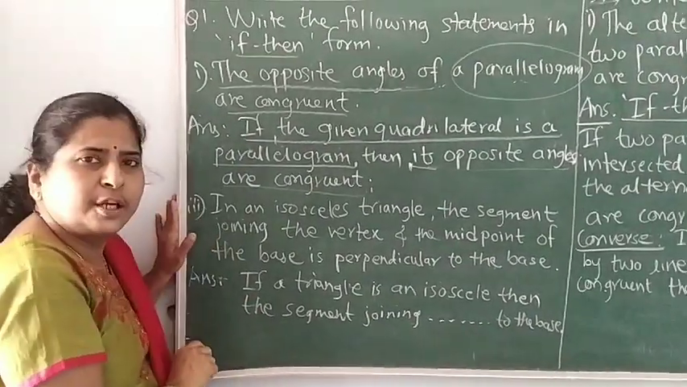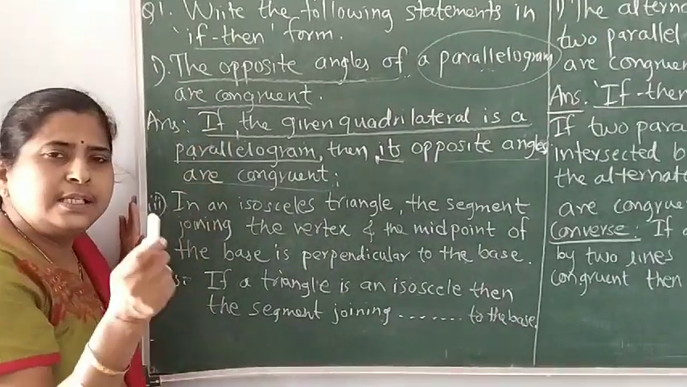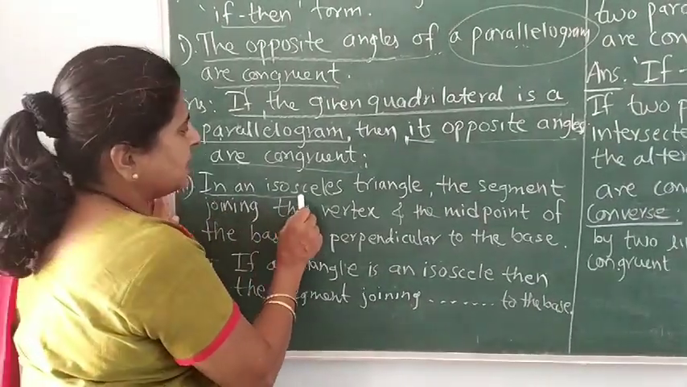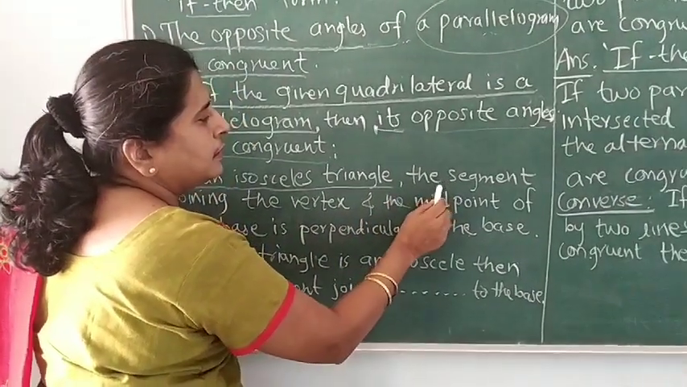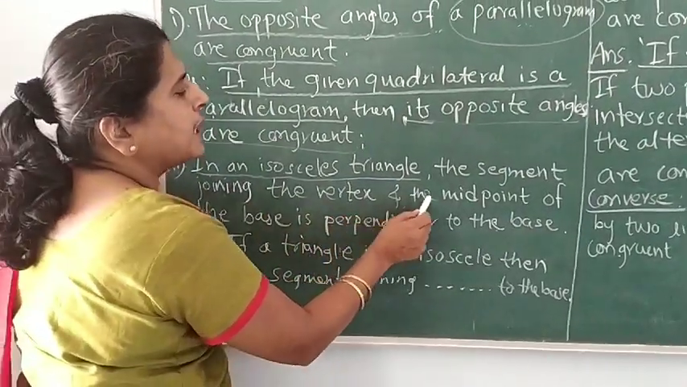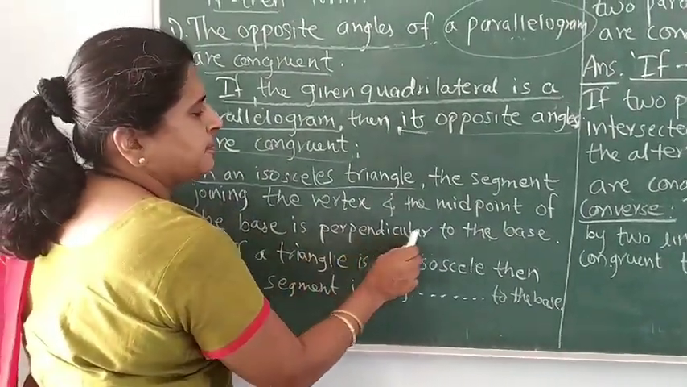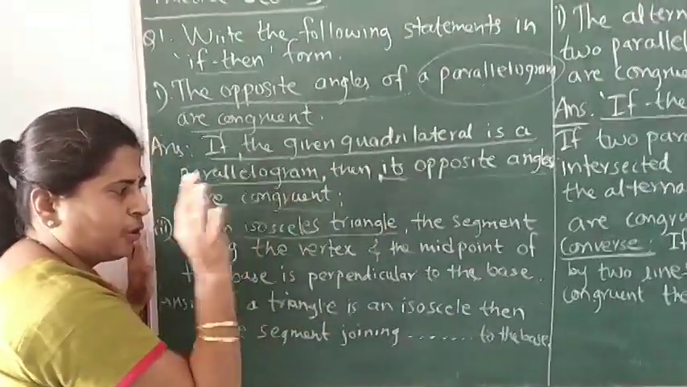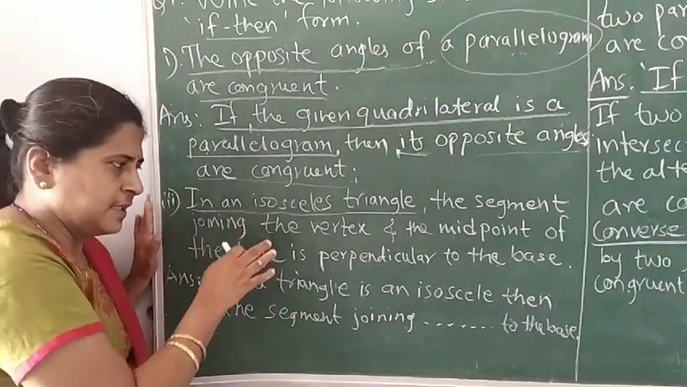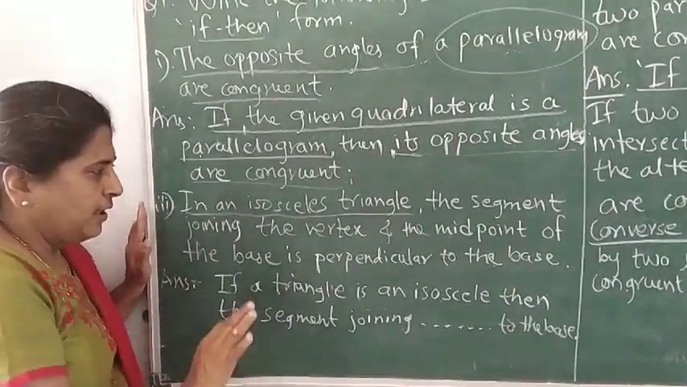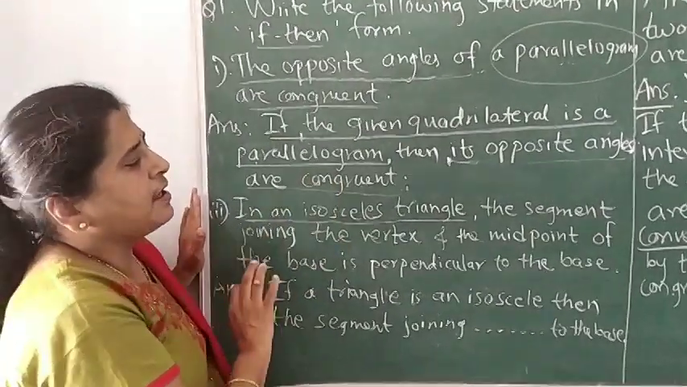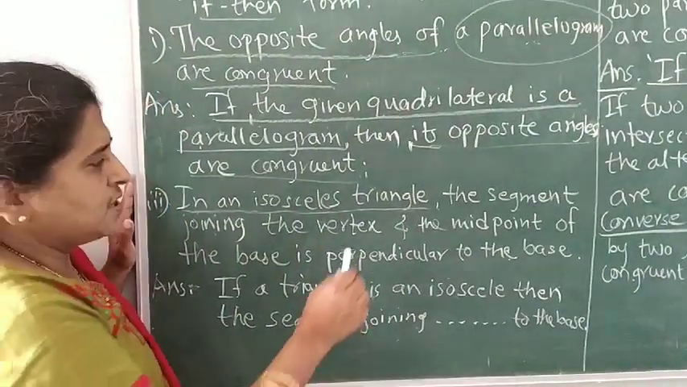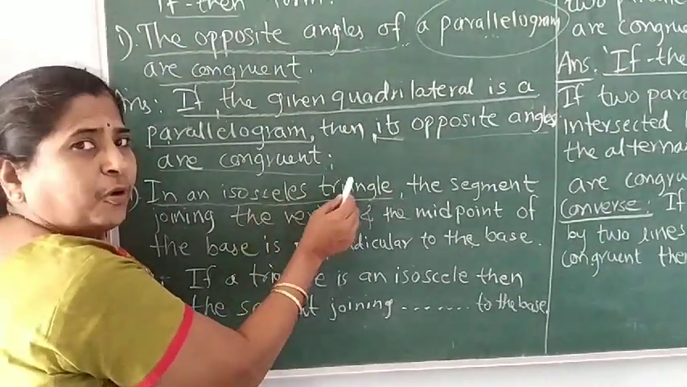I have chosen the third statement. Once you understand the first, you can easily write the second statement. So what is this third statement? In an isosceles triangle, the segment joining the vertex and the midpoint of the base is perpendicular to the base. In the first go you may or may not understand what is given, but for writing this statement it doesn't really matter a lot. We are just concentrating on what it is about: an isosceles triangle. This word triangle tells you that isosceles is a type of triangle.